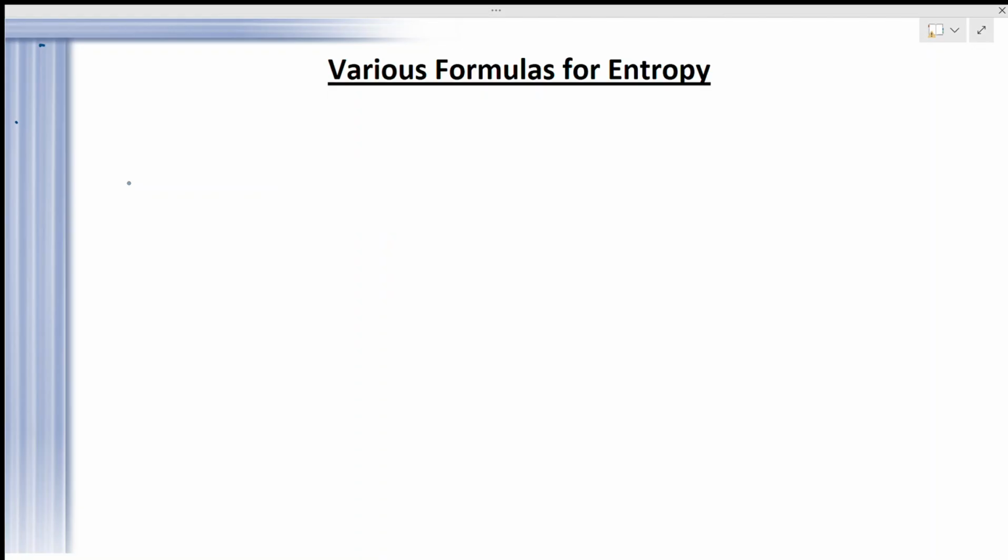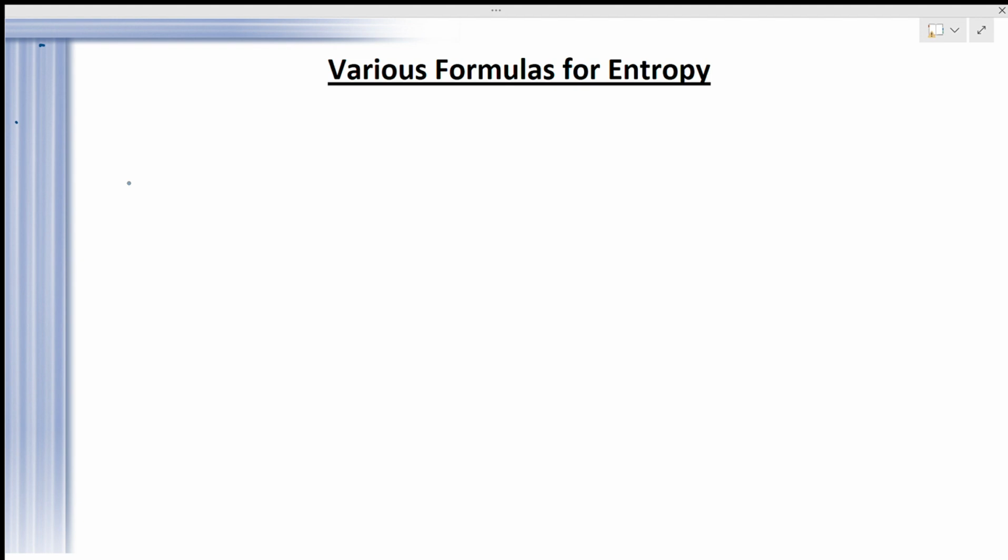Now the basic problem is that you do not know which formula you have to use for entropy. You are given a question in the question paper, but you cannot find out which formula to use. So I am giving you the important formulas of entropy, and then I will tell you where to use which formula.